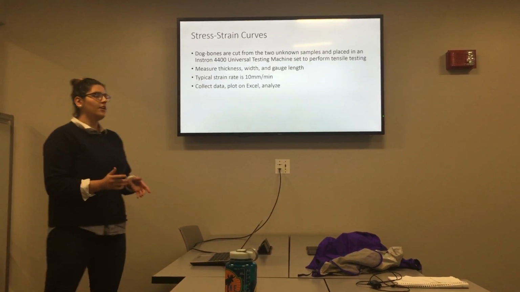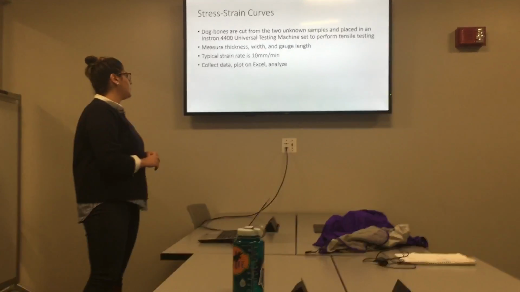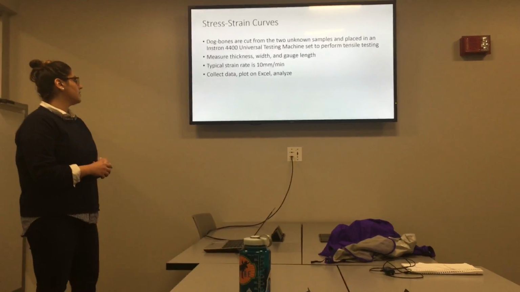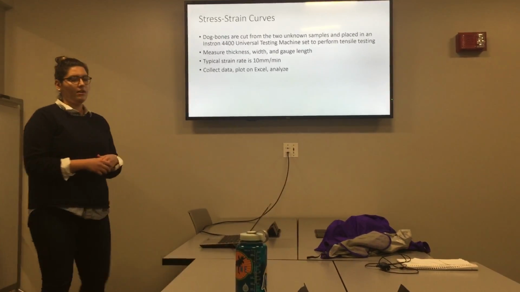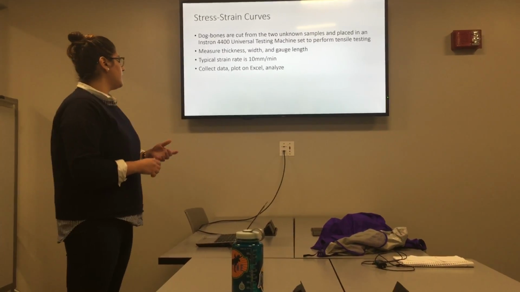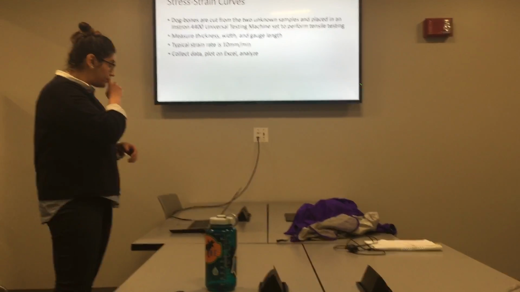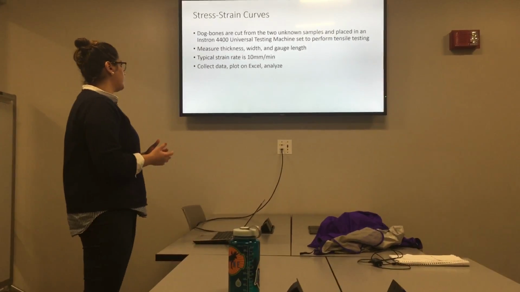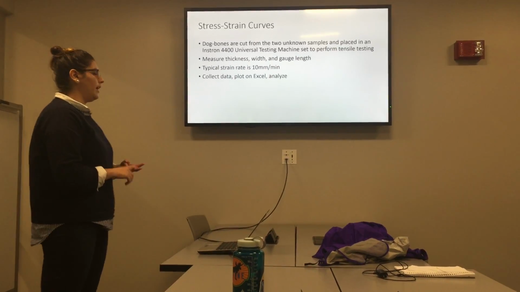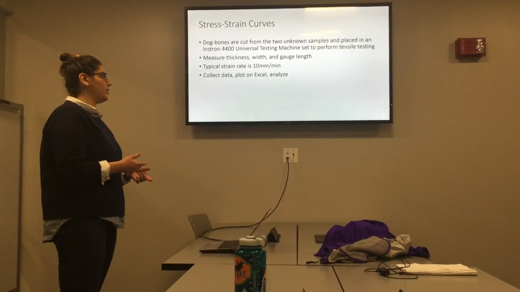So to figure out some of the mechanical properties of these polymers, we did tensile testing to generate stress strain curves. Tensile testing is done by cutting out dog bones according to an ASTM standard of the samples, loading them into an Instron universal testing machine set to perform tensile testing, and then running the actual test. Make sure before you do that, you measure the thickness, width, and gauge length of the sample so you can generate your engineering stress and strain afterwards.